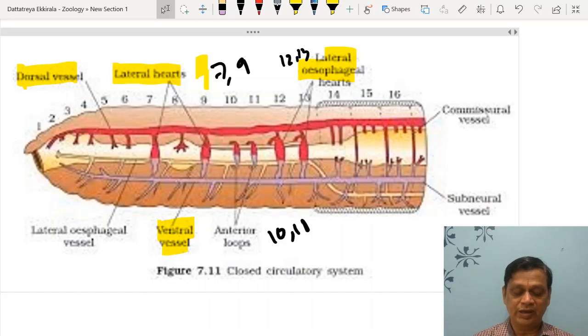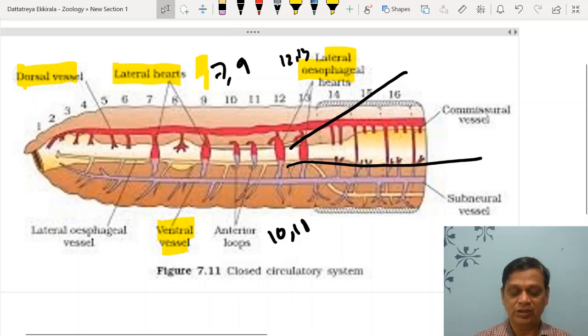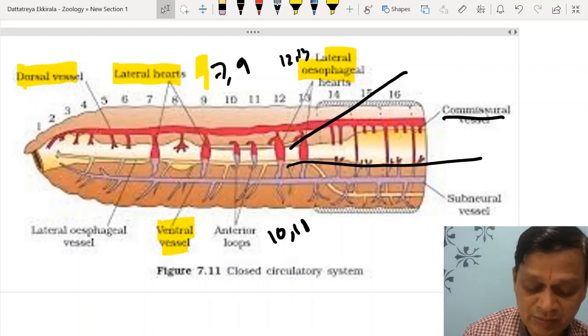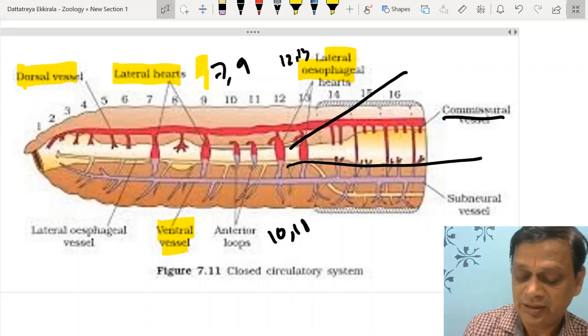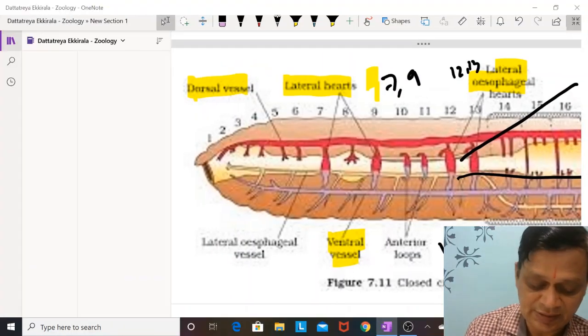So what is lateral esophageal? This part is lateral esophageal and this blood vessel is supraesophageal. These two are interconnected by anterior loops. There are commissural blood vessels which are connecting dorsal and ventral. So it is a closed circulatory system, blood flowing in blood vessels only, and these are the major blood vessels, right?